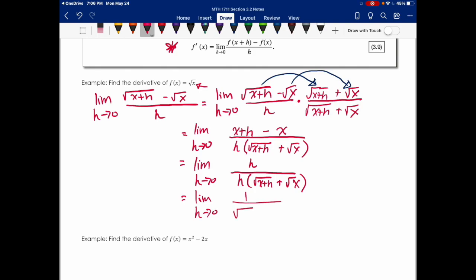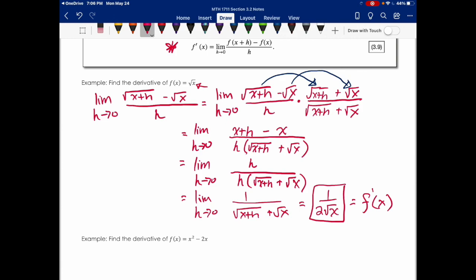Now I can cross off the h on the top and the bottom, so I have 1 over the square root of x plus h plus the square root of x. And now I can plug in h is 0 and use direct substitution in the limit laws. And when I do that, I get 1 over 2 square root of x. So this is the derivative of our function square root of x at any point.